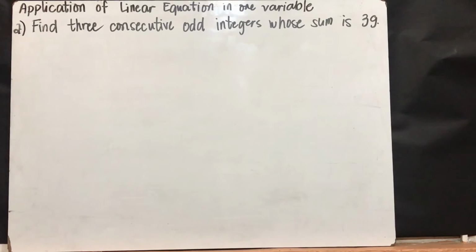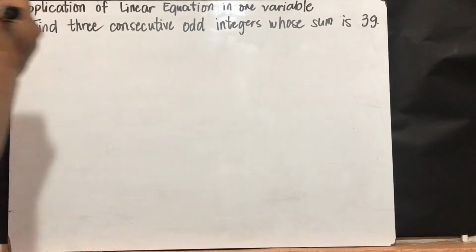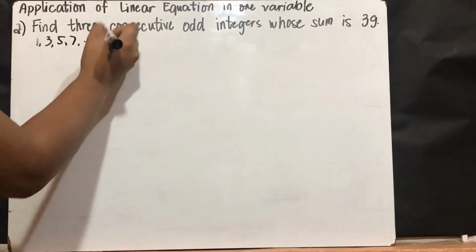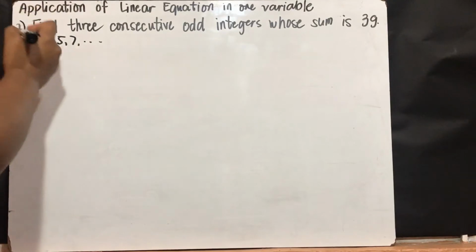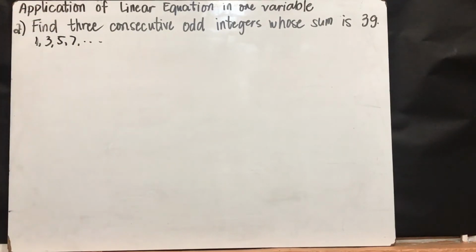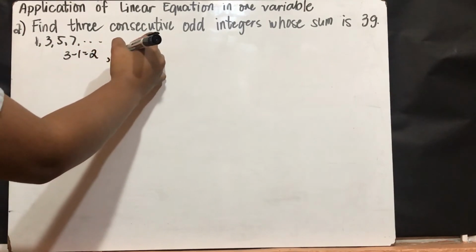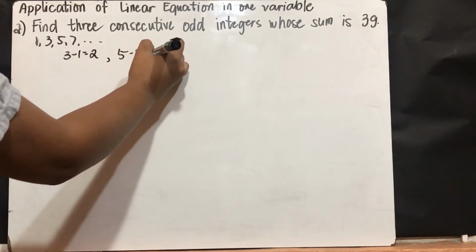Okay, so let's have example number 2. Find 3 consecutive odd integers whose sum is 39. So when we say odd integers, we have 1, 3, 5, 7, and so on. So we can notice that the common difference is 2. Kasi 3 minus 1 is equal to 2. Tapos 5 minus 3 is equal to 2.